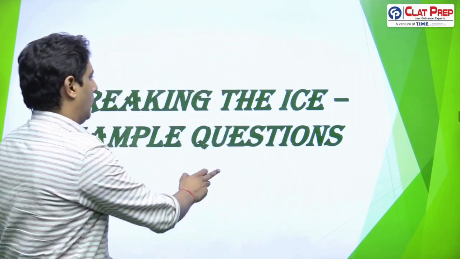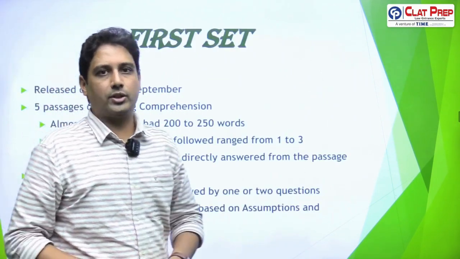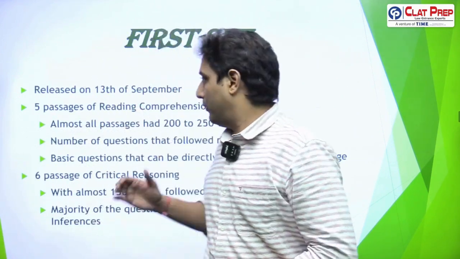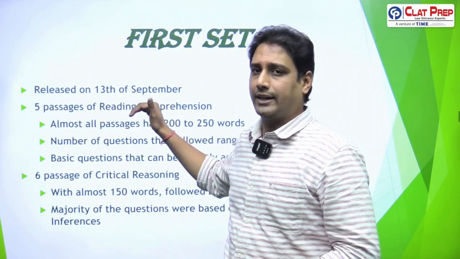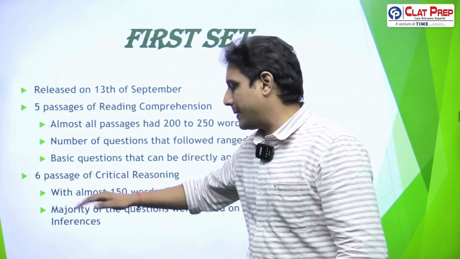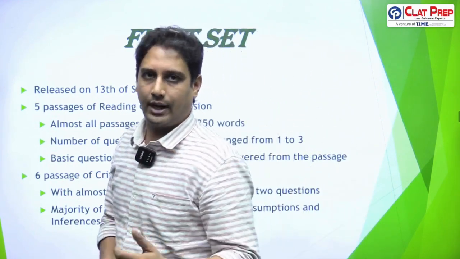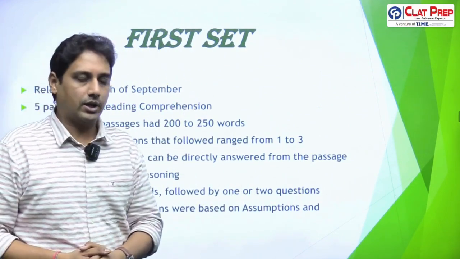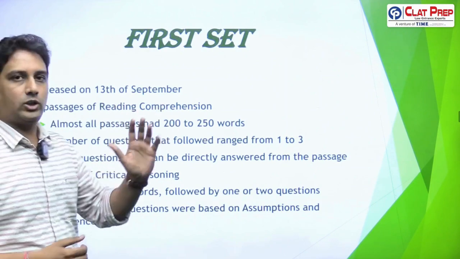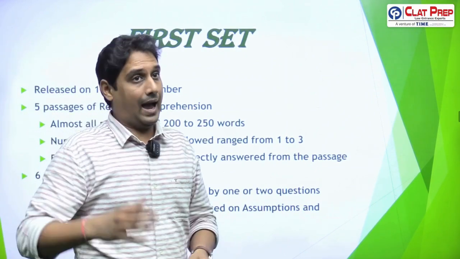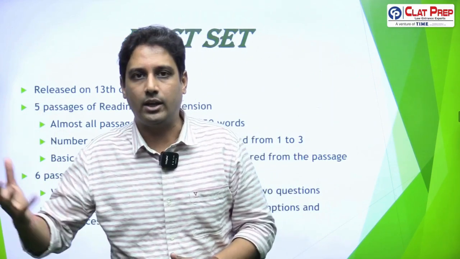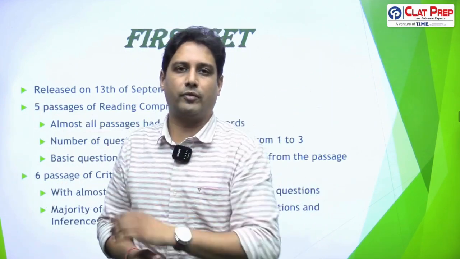Now, when the first set was released on 13th of September, there were 11 passages, of which 5 belong to the reading comprehension, that is English language, and 6 passages belong to the critical reasoning, that is logical reasoning section. If I talk about the 5 passages, almost all passages had 200 to 250 words, as against what is being claimed by the CLAT consortium on their website that every passage will have 450 words.